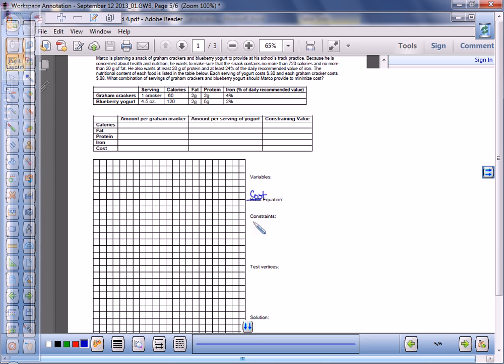So that question tells us what our variables are. The question said, what combination of servings of graham crackers and blueberry yogurt should Marco provide to minimize cost? So what are my variables? Graham crackers and servings of yogurt. So I'm going to let X represent graham crackers. That way I get to let Y represent yogurt.